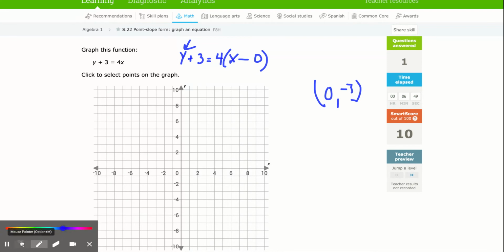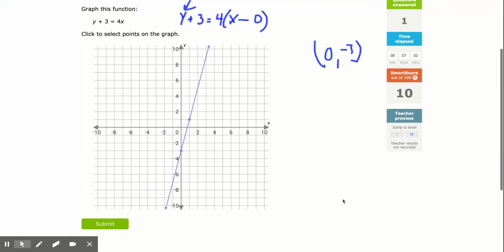So again, grab my cursor, go to right there, (0, -3). My slope is 4, so I'm going to go up 4 and right 1, or I would go down 4 and left 1 and graph my line.